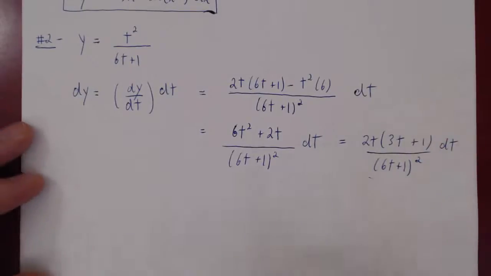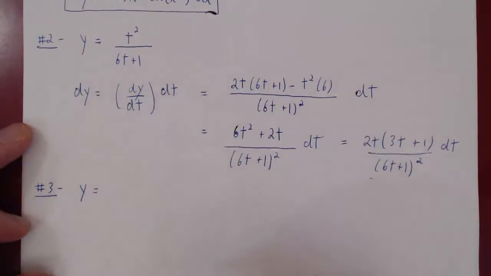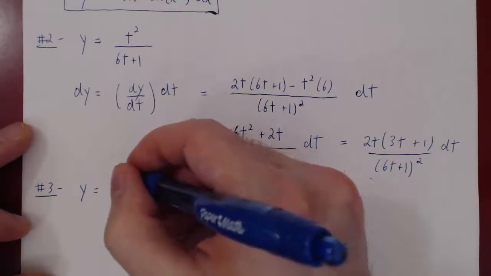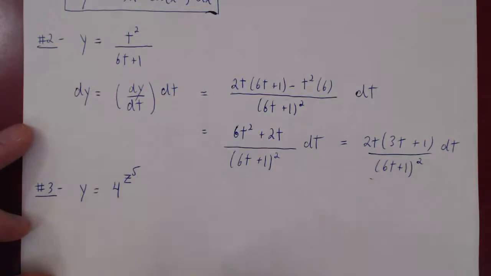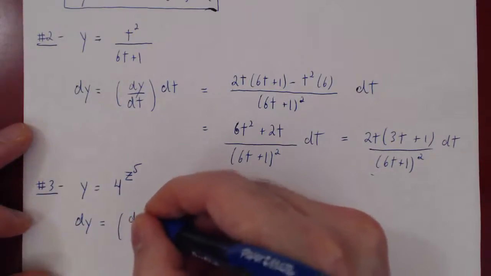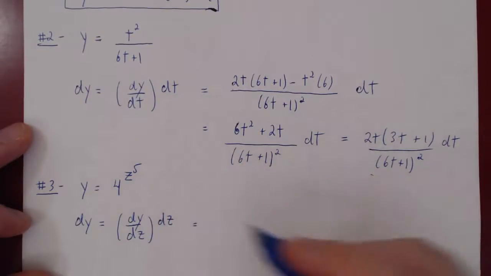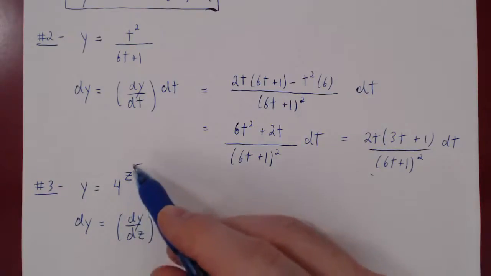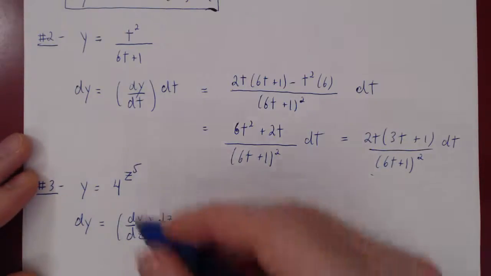What if we had, say, a function of z? So what if y was 4 to the z to the 5? Now y is a function of z, so the differential of y, the change in y, will be the derivative of y with respect to z times dz. Well, let's differentiate this. What kind of function is this? It is a constant base raised to a function of z. So what we have is an exponential function.